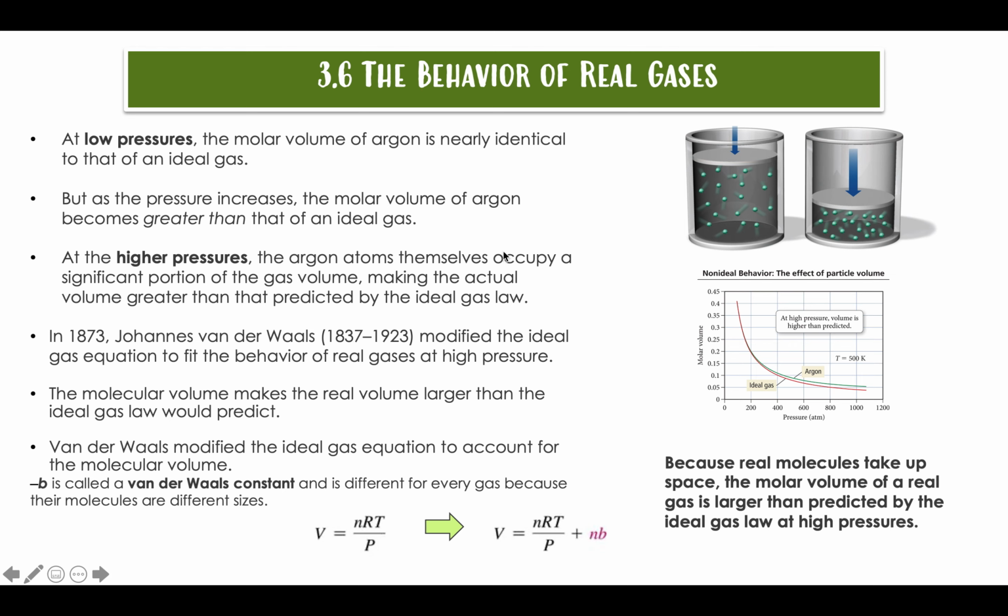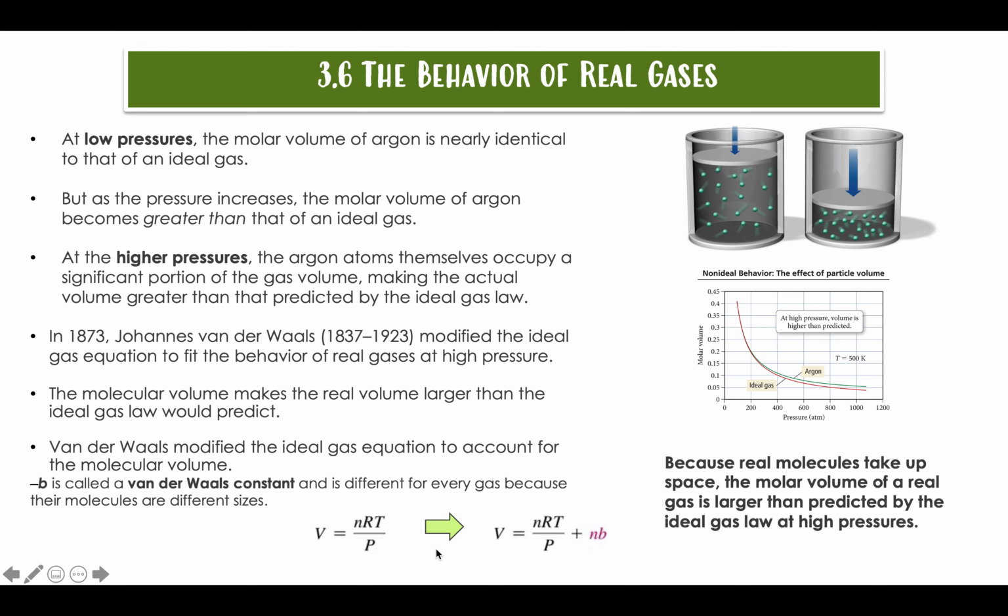Now, in 1873, Johannes van der Waals modified the ideal gas law equation to fit the behavior of real gases at high pressures. The molecular volume takes up real volume, larger than the ideal gas would predict. So the actual molecules are taking up volume. Van der Waals modified the ideal gas equation to account for the molar volume. B is called the van der Waals constant and is different for every gas. Every gas has a different van der Waals constant because every gas has molecules that are different sizes.